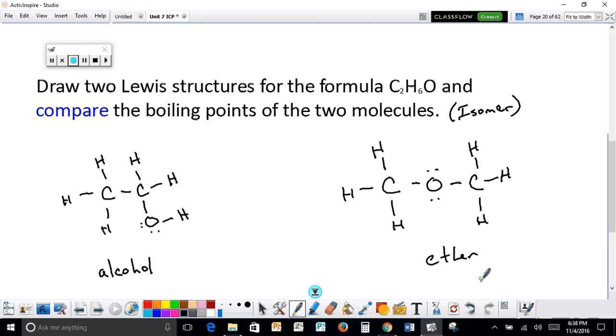All right, so draw two Lewis structures for the formula C2H6O and compare the boiling points between the two molecules. Well, what's going to make a difference in the boiling point? The difference in the boiling point is the stronger IMFs in the molecule, the higher the boiling point. So what do we know about this one? Well, looking at it, it's got this nice symmetry. It's got this nice distribution of electronic charges. So this one is a nonpolar molecule.